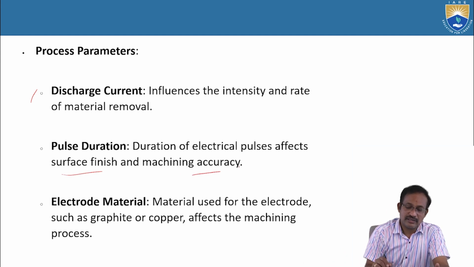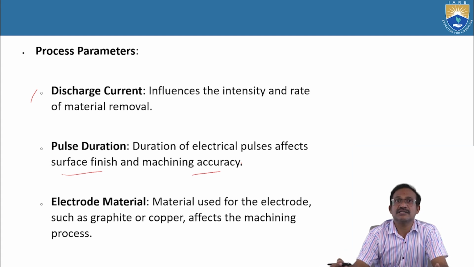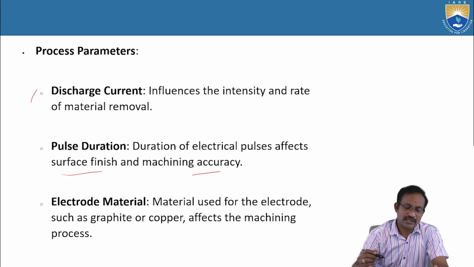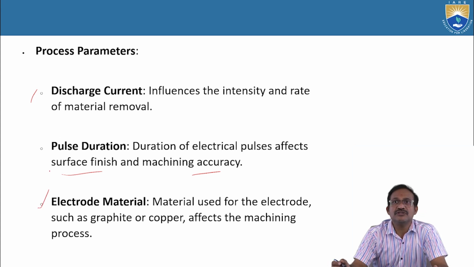In the previous slide we have already seen the pulse regulation. So this pulse duration leads to surface finish and machining accuracy. Electrode material: the material used for the electrode, such as graphite or copper, affects the machining process.